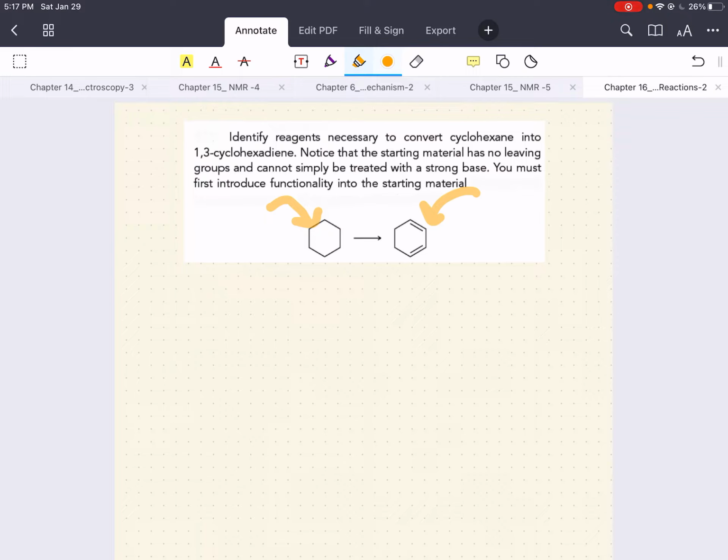You must first introduce functionality into the starting material. This is a great synthesis problem. You did a couple of these in organic chemistry 1 near the end. You're going to be seeing a ton more of these starting now. As you learn about different groups of molecules, it's really good to learn how to prepare them, because you're probably going to get a couple of synthesis questions within every chapter starting now.